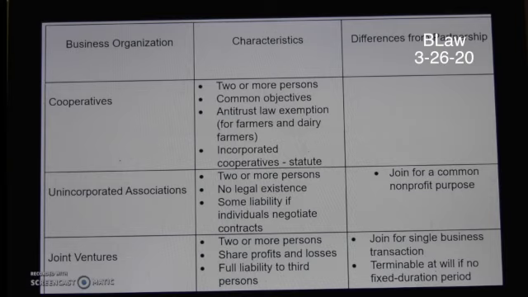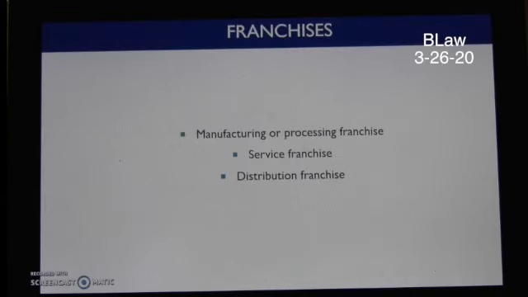Each of these specialized forms of doing business also has advantages and disadvantages as well as specific requirements for the formation and operation. The last business format we're going to discuss in this chapter is franchises. So what is franchising? Franchising is a method of doing business. The parties in a franchise are known as the franchisor and the franchisee. There are 3 types of franchises, and they are manufacturing or processing franchise, a service franchise, or a distribution franchise.